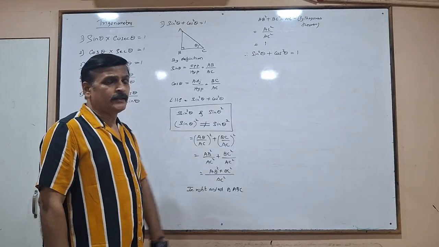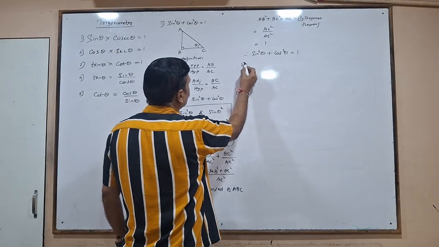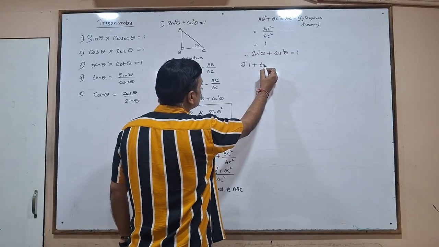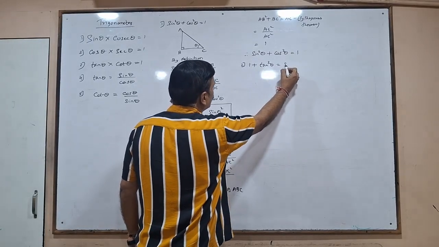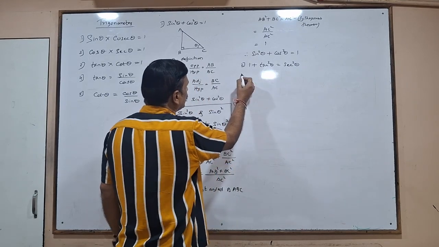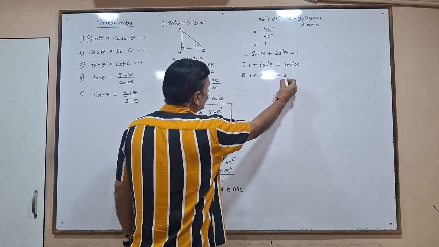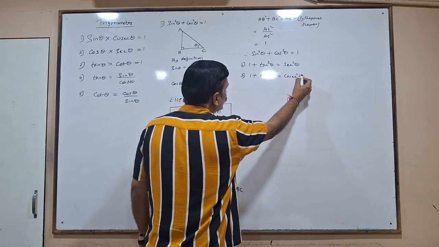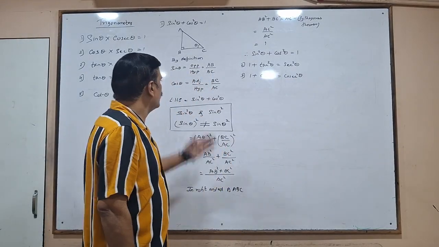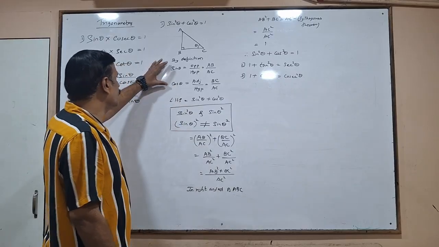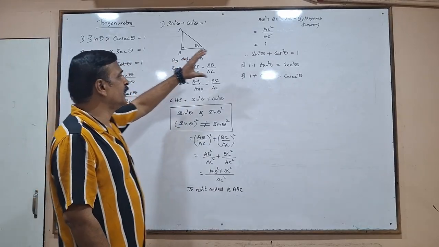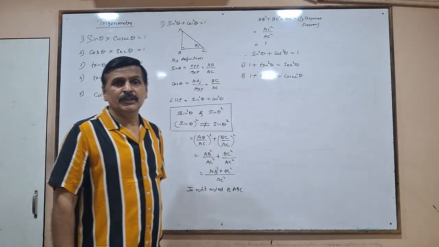There are two more identities. Second one is 1 plus tan square theta is equal to sec square theta, and 1 plus cot square theta is equal to cosec square theta. Same way, by using the definition, we can prove these two identities.